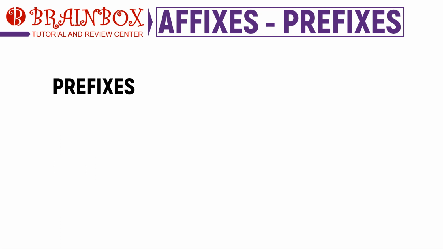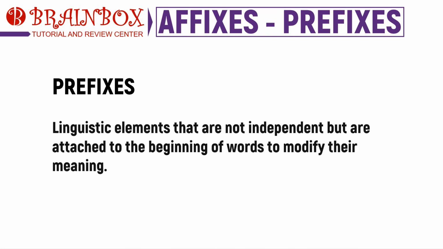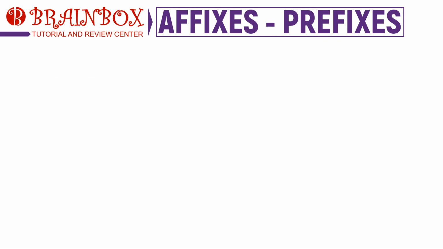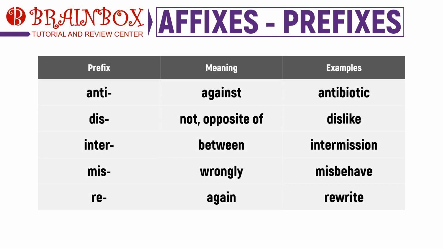What are prefixes? Prefixes are linguistic elements that are not independent but are attached to the beginning of words to modify their meaning. There are a lot of prefixes in written English, and here are just some of them. We have the prefix, anti. The prefix, anti, generally indicates opposition to, or against something. For example, antibiotic. An antibiotic is a substance used to fight against bacterial infections.